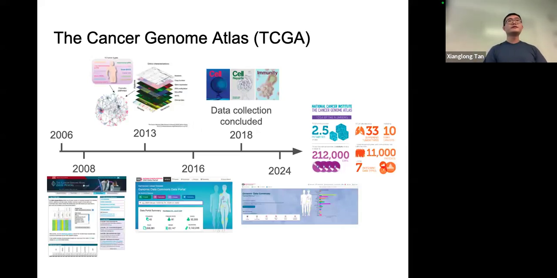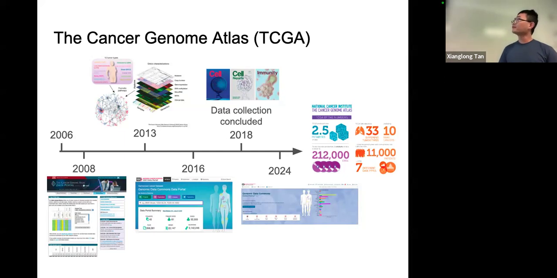TCGA was actually the first government-funded platform that comprehensively mapped the genomic datasets from patients across different cancer types. The project started in the early year of 2006, launched by the National Cancer Institute and the National Human Genome Research Institute. Their goal was to accelerate the understanding of the molecular basis of cancer, with the aim of improving the ability to predict, treat, and prevent this disease.